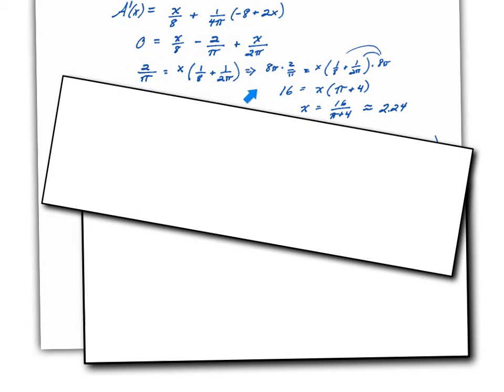Setting it equal to 0, follow these steps. I just moved the constant over. Factor out the x that was common in the first and the third term. And the next step I'm going to do, a little bit hard to follow, is I'm going to get rid of these fractions by multiplying through by the LCD.